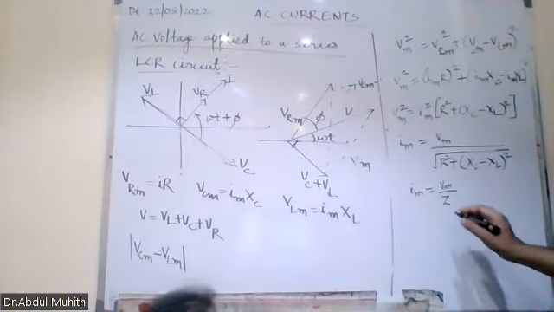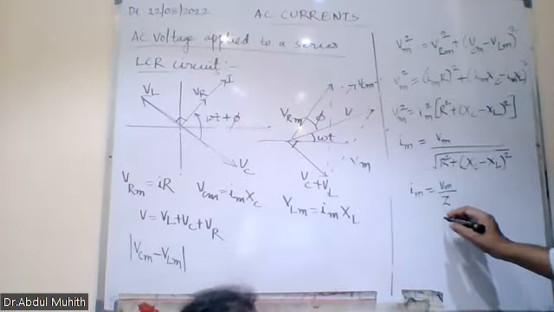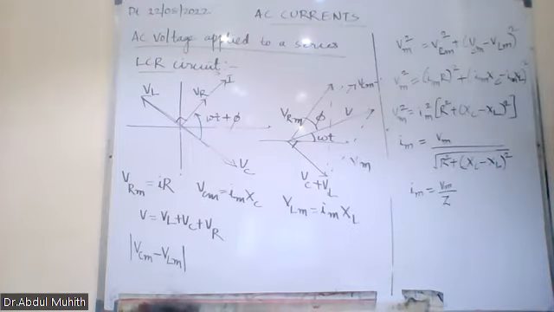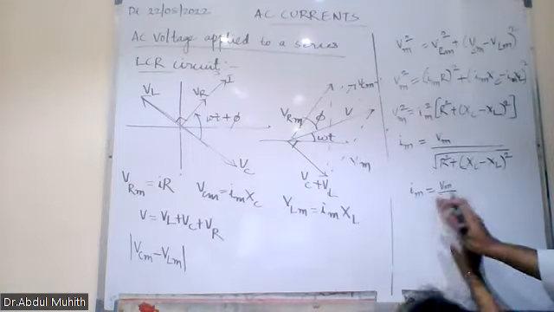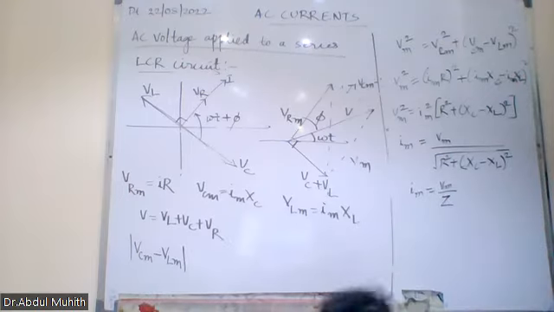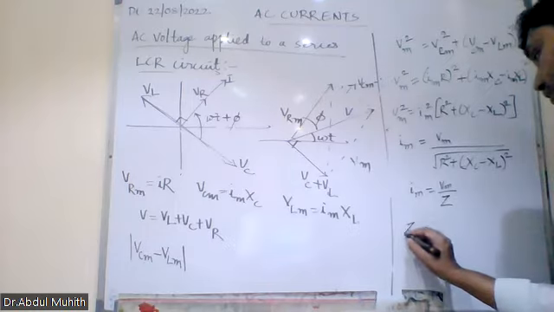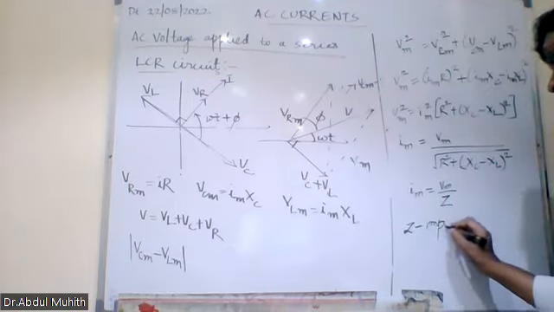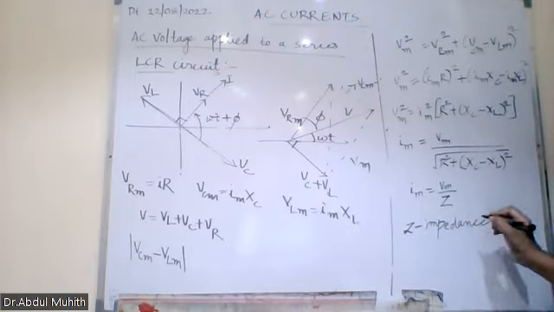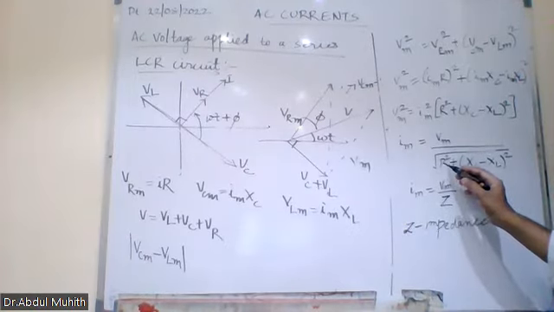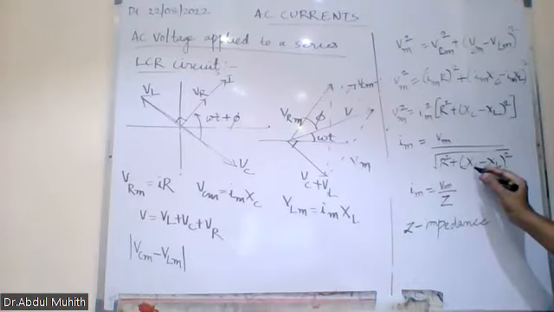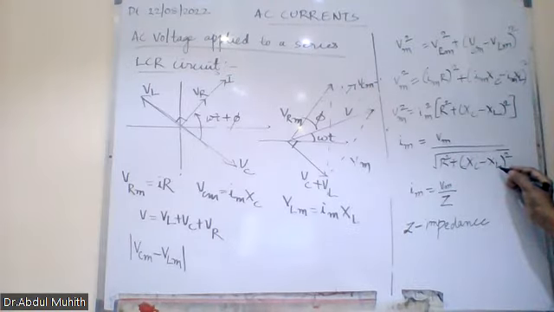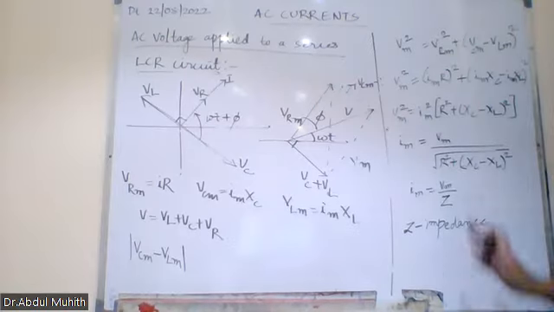What is Z? Z is said to be impedance. The resistance of the resistor, the reactance of the capacitor, and the reactance of the inductor, all together, is known as Z. That is said to be the impedance. So Z is equal to the value we have over there.